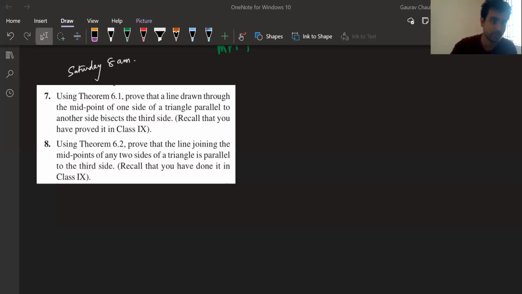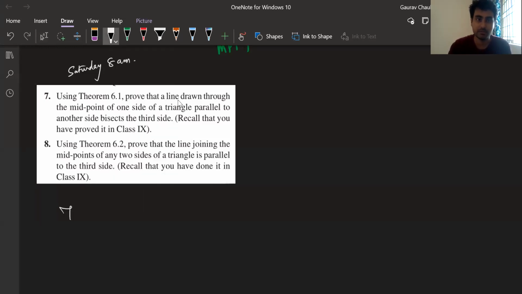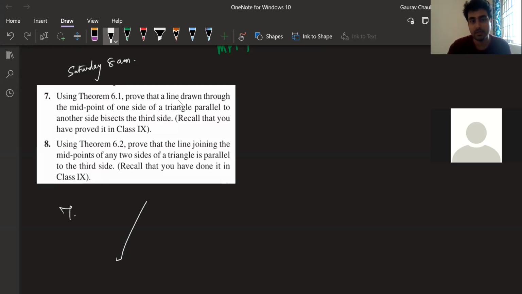Okay, go ahead, Riza. So this question is open for you. Question number 7. Using theorem 6.1, prove that a line drawn through the midpoint of one side of a triangle. Okay, prove that the line drawn through the midpoint. So we know that A, B, C. Let's change the names. We're using X, Y, Z, and P and Q. Leave the Q part. It's drawn through the midpoint.